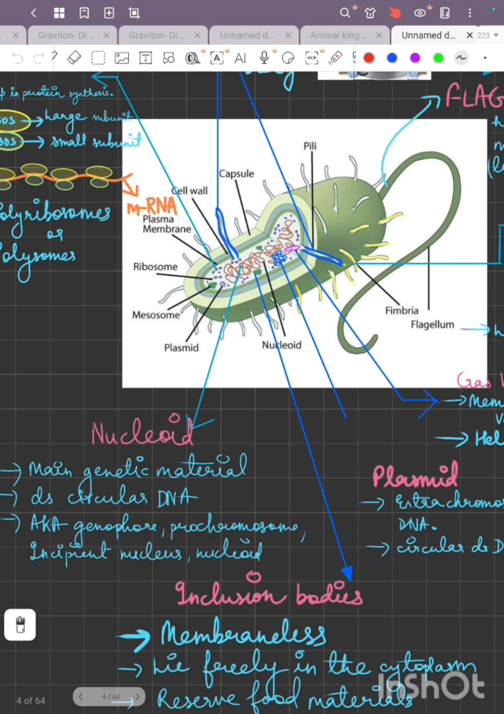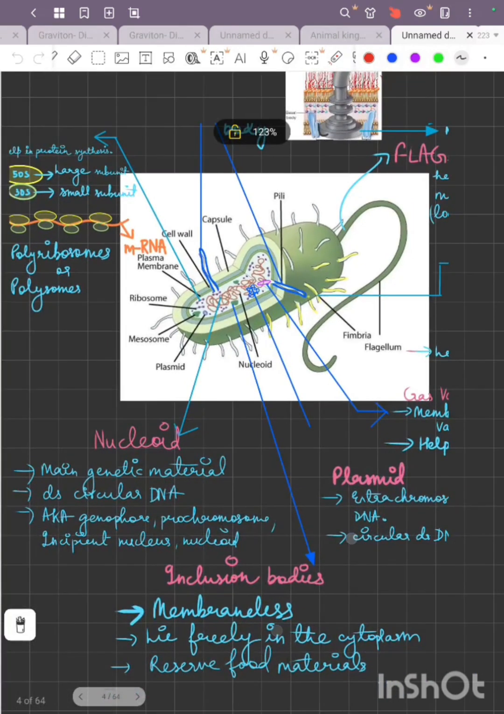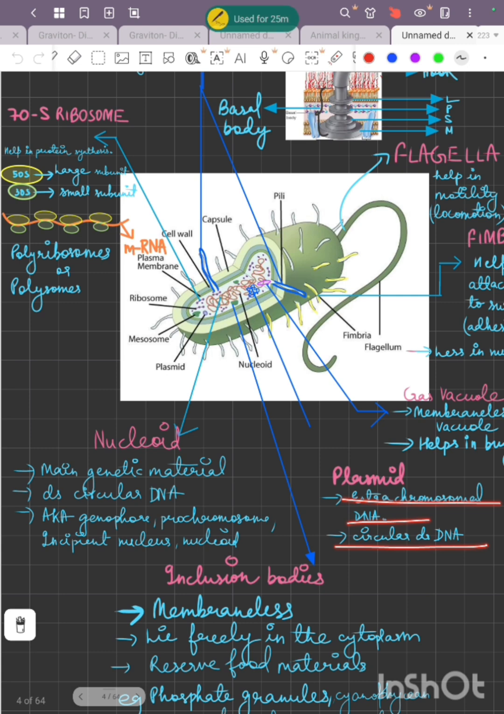Now apart from the nucleoid, you also see, I'm not very sure if you can categorically see this structure that you see right here. This is the plasmid. Now plasmid is nothing but the extra chromosomal DNA, which is also circular double-stranded.